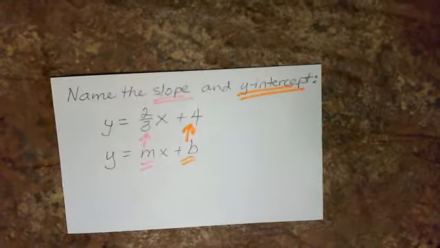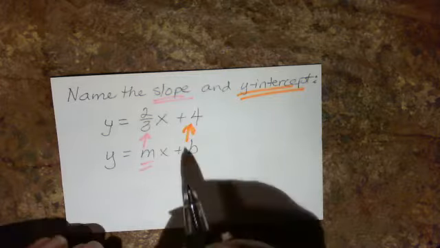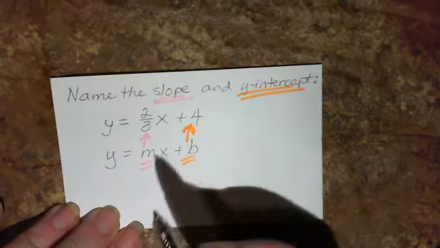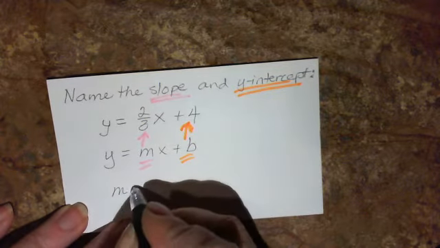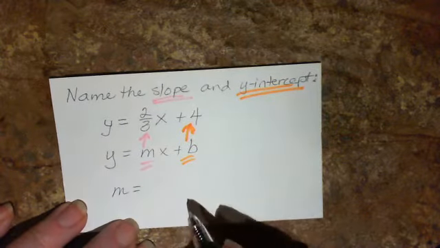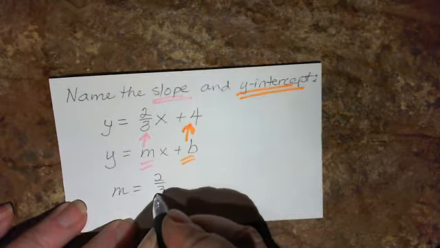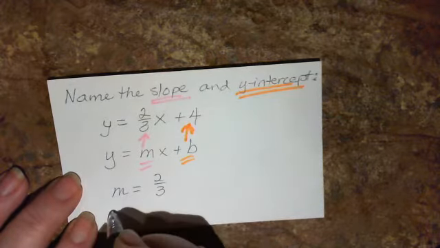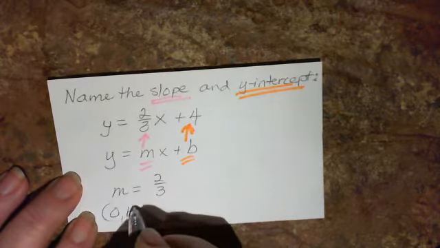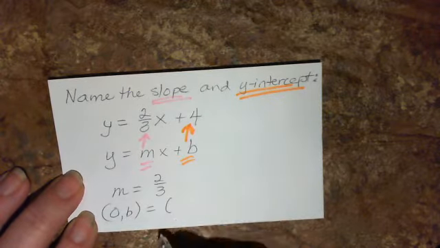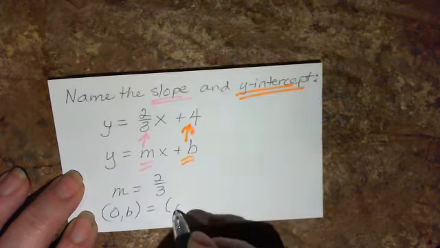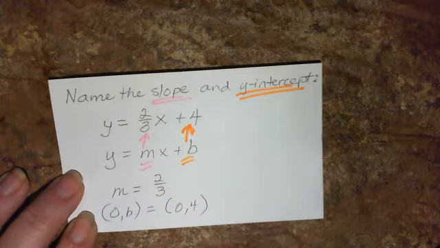So how would we give the answer here? Let's say m stands for slope, and we can tell that that is 2/3. And the y-intercept, we're going to show that by the ordered pair (0, b), and we're going to say that that's the ordered pair (0, 4).